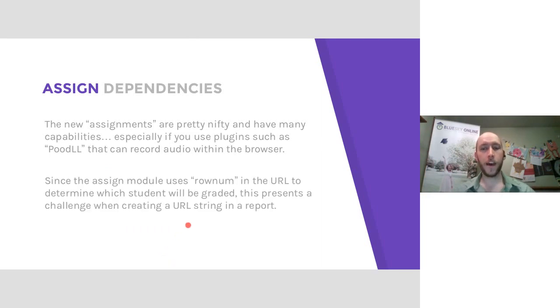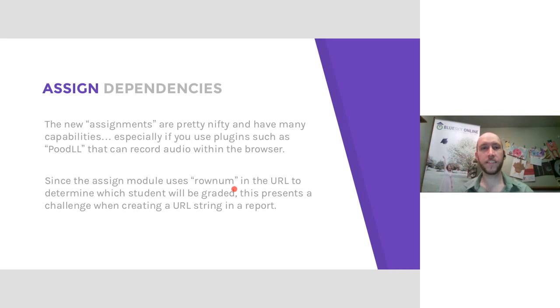So I'd be curious if anybody would pipe up in the chat if you've tried to concatenate a URL link for Assign, or if you've just dug into the Assign module much. But this has been a bit of a trick for us so far. With a lot of different activities, it's pretty easy to create a URL string, just basically a web link that you could put into the output of a query and have it work pretty well.